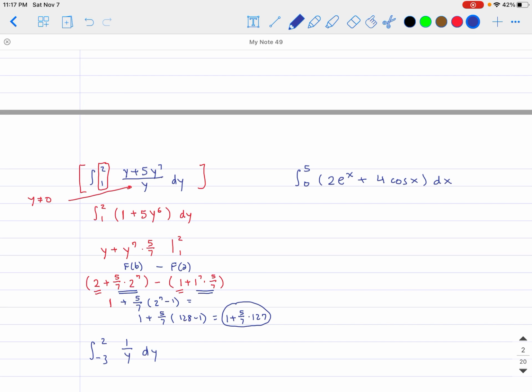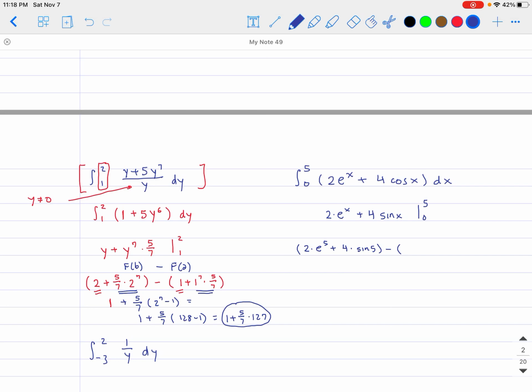Okay. All right, now the second part, we'll do exactly the same thing. First we're going to go ahead and take the antiderivative of it. So it's going to be 2 times e to the x, because remember, the antiderivative of e to the x is always going to be itself, plus 4 multiplied by the sine of x, because that's the antiderivative of 4 cosine of x. Then we're going to plug in the boundaries, the upper bound minus the lower bound. So plugging 5 into the equation, we get 2 times e to the 5th power, and then plus 4 multiplied by the sine of 5.